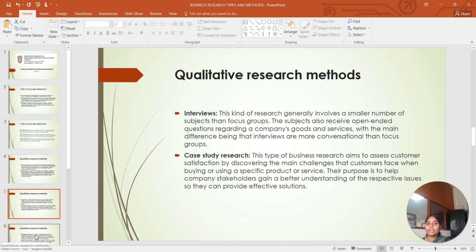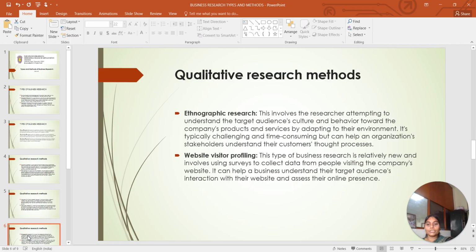Case study research. This type of business research aims to assess customer satisfaction by discovering the main challenges that customers face when buying or using a specific product or service. The purpose is to help the company's stakeholders gain a better understanding of the respective issues so they can improve or provide effective solutions.